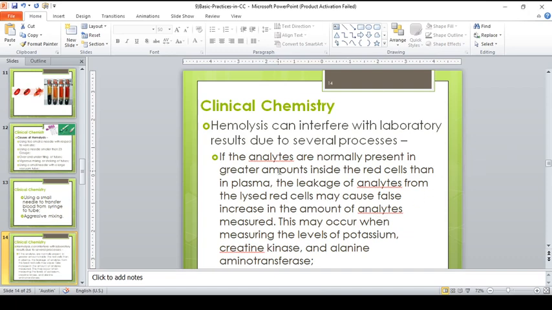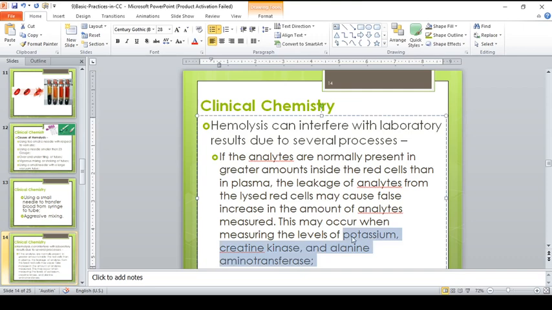Hemolysis can interfere with laboratory results due to several processes. If the analytes are normally present in greater amounts inside the red cells than in plasma, the leakage of analytes from the red cells may cause a false increase in the amount of analytes measured. So this may occur when measuring the levels of potassium, creatine kinase, and alanine aminotransferase. But these are just some, okay? Konti lang to relative to the analytes that are increased when there is hemolysis. So let's try to explain what this means.